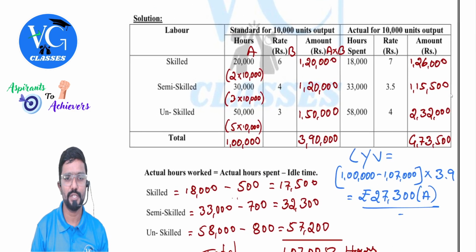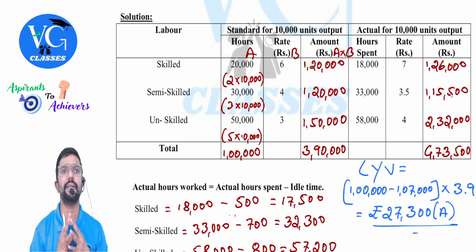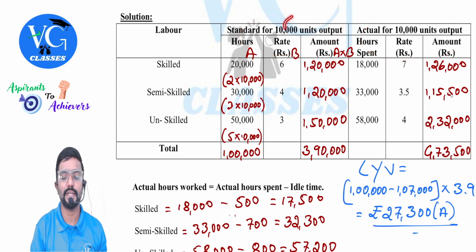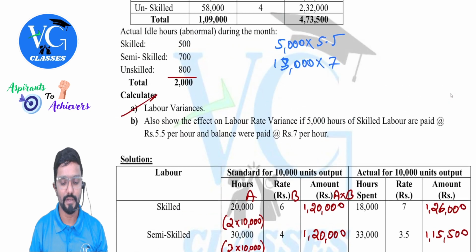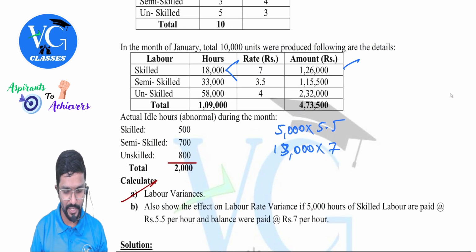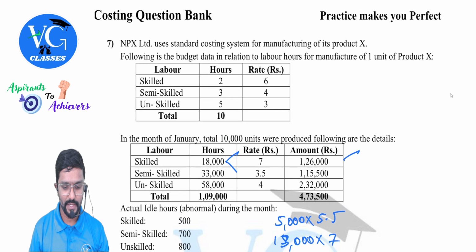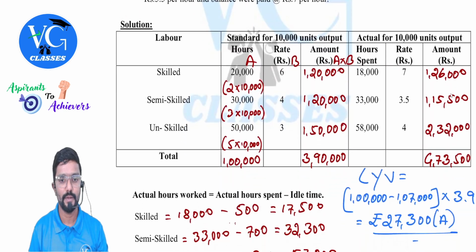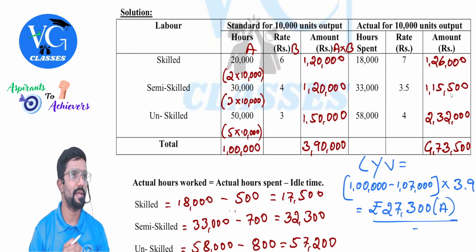You can see here. I'm just showing you how to apply it. First, always prepare a table like this. This will help you in variance calculation. This is standard data. This is actual data. Always ensure that standard is for actual. Even here, they are given the standard data for 1 unit of output. Convert it for actual output of 10,000. We have done it here.